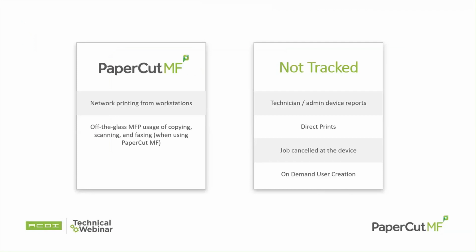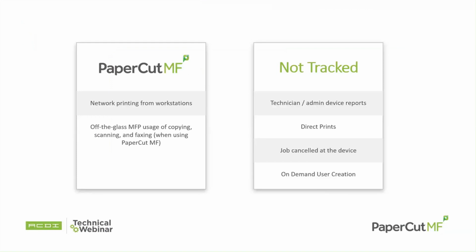Prints that are sent to the printer directly, not via a print server PaperCut is monitoring, and this can be avoided by locking access to direct printing. When print jobs are canceled at the printer or the MFP after PaperCut has recorded the job at the print queue, this can be reduced by implementing hardware page checks.